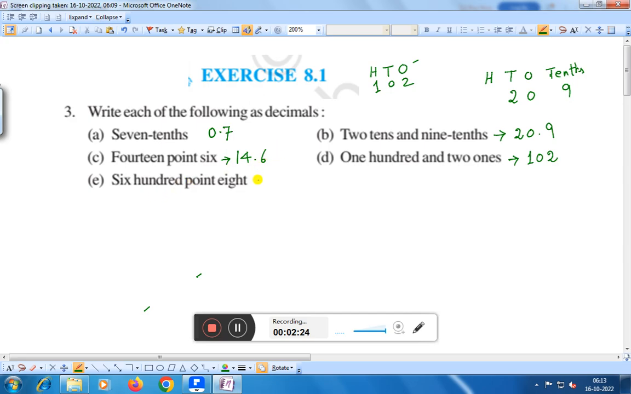Now question number E. Question number E is 600.8. Okay, this is the way in which you can write the various decimals.